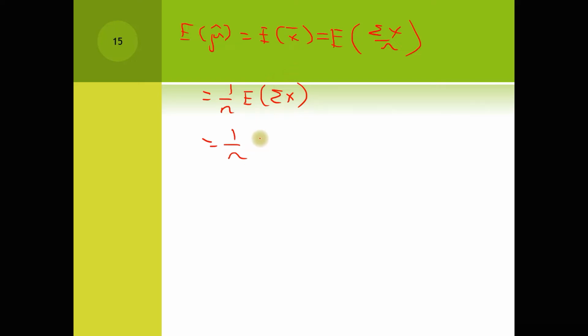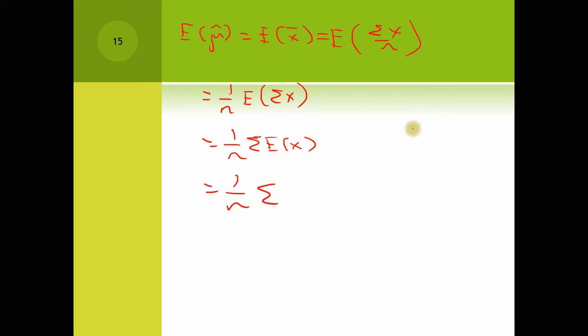I already discussed that in the central limit theorem video, which means that now instead of having the expected value of a sum, you can have the sum of an expected value, like this. Please refer to the central limit theorem video to understand what I just did here. So we have 1 over n, the sum of the expected value of x.